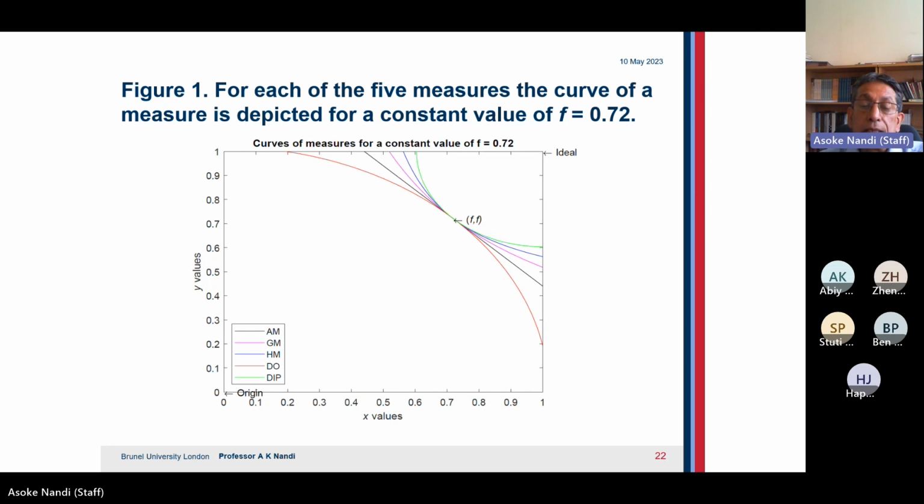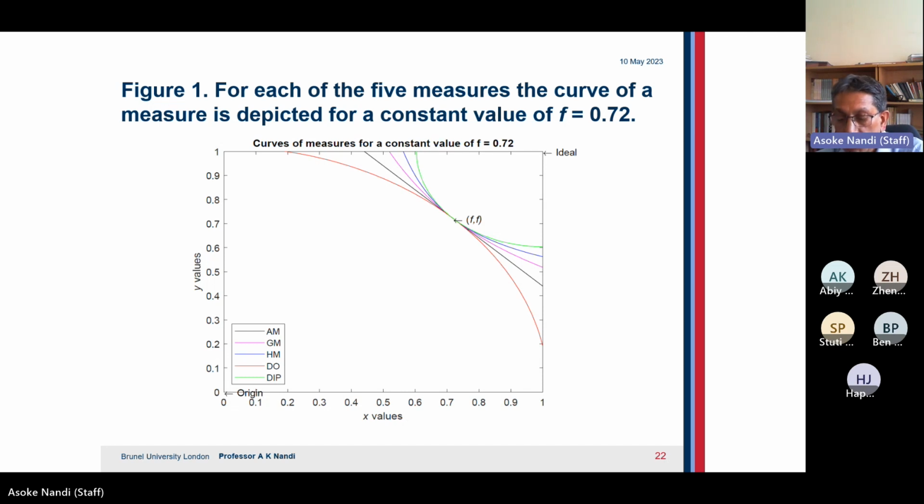So the best is the green in this case, because there is a caveat. You must remember, in this case, green is the best and red is the worst measure. The green is the DIP, one of the new ones, and red is the DO, also one of the new ones. So in fact, of the alternative formulations we have come up with, we have the worst one and the best one in this case. Okay, so I'll carry on.